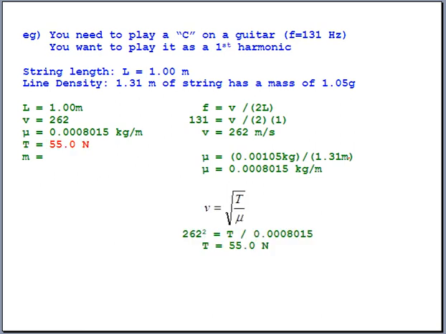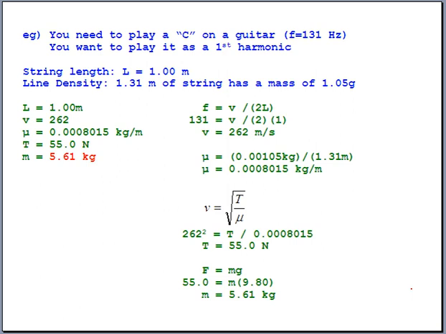We're shooting for 262 for the velocity, and we're looking for the tension. You can see I've squared both sides, so I'm going to square this, make it v squared, and I'm going to square this side to make the root go away. And what I can see is that I'm going to need 55 newtons of tension in order to get this string to be resonating at just the right note.